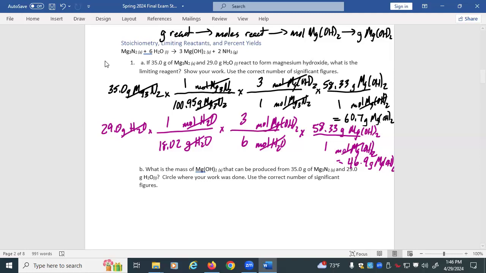So what this tells us is, okay, the water makes less product. And since the water makes less product, the water is the limiting reactant. So now we've answered question 1. For the answer to question 2, we already did the calculation work. The mass of magnesium hydroxide is going to be 46.9 grams because that's how much the water can make.